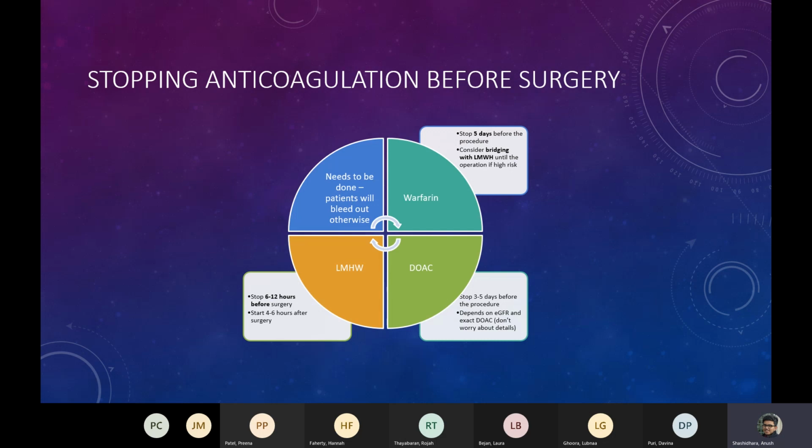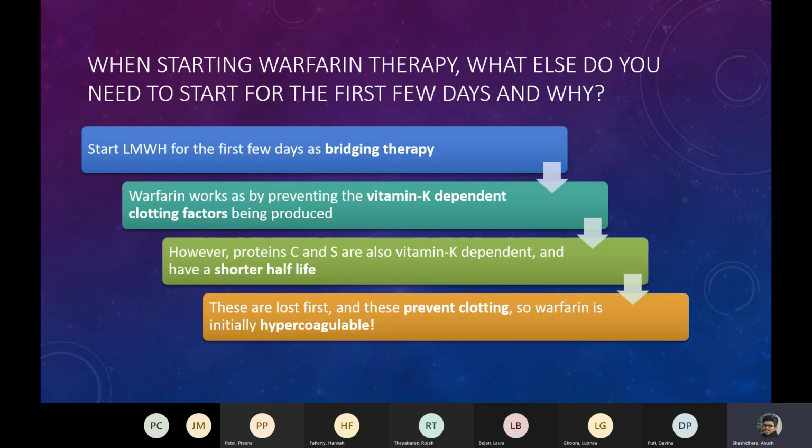Yeah, so DVT, which may cause a PE. Exactly. So we talked about, when you start warfarin, what else do you start for the first few days and why? So we've mentioned prothrombotic, and I'll explain exactly what that means in a minute. But what do you start for the first few days of warfarin therapy?